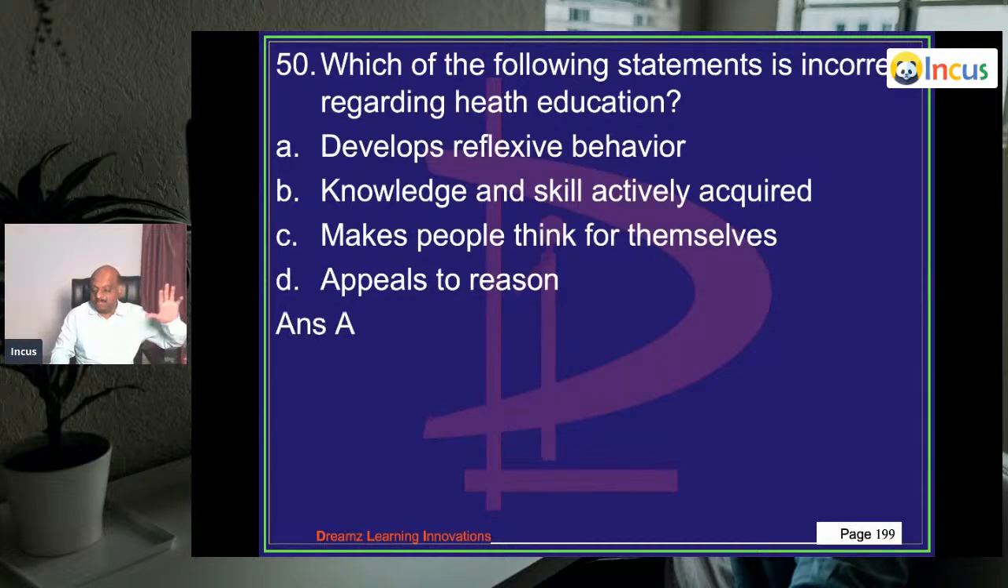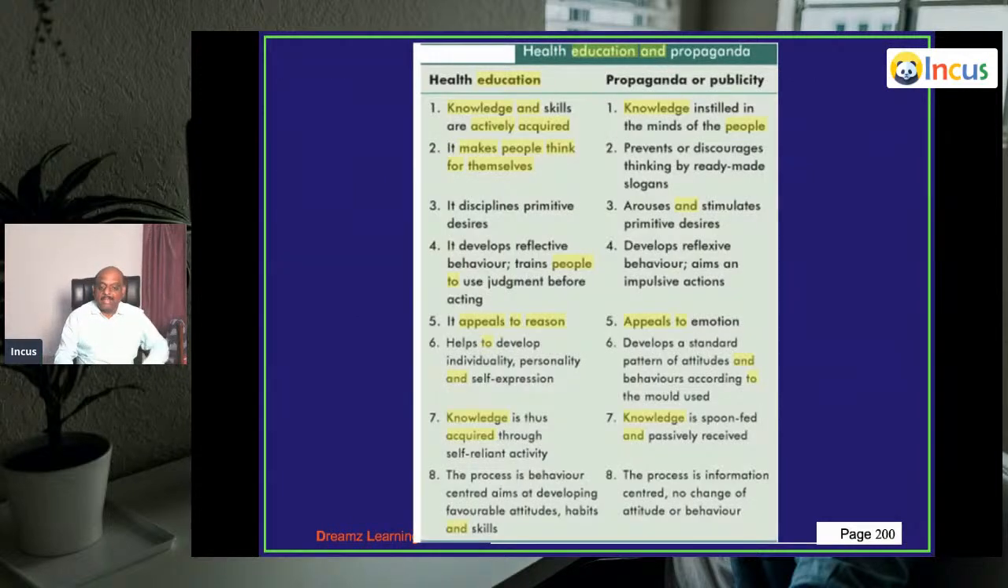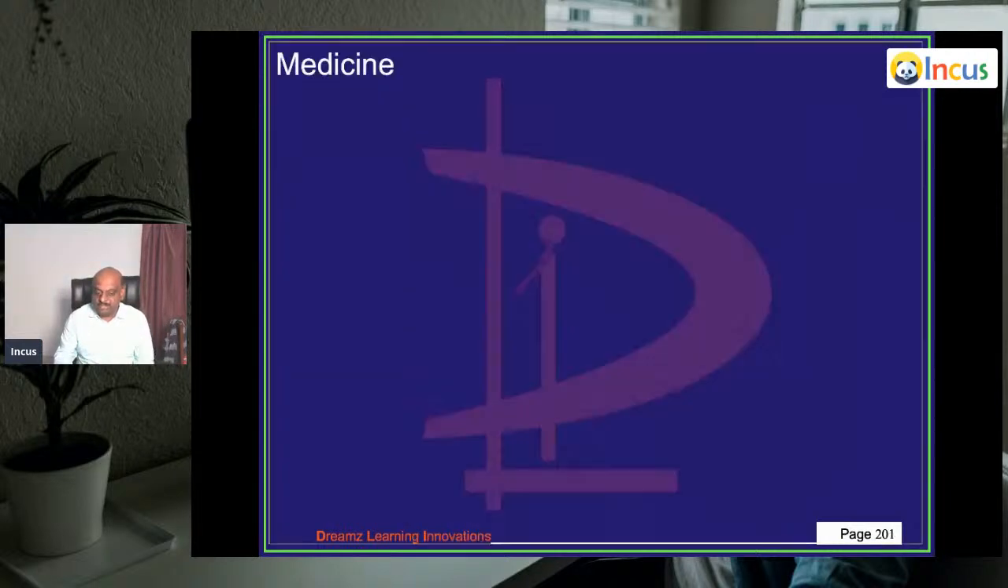Health education. It is a knowledge and skill actively acquired. It makes people think for themselves. It appeals to reason. They're all true. So you should know health education versus health propaganda. What are the differences? I leave the literature for you to do the revision.